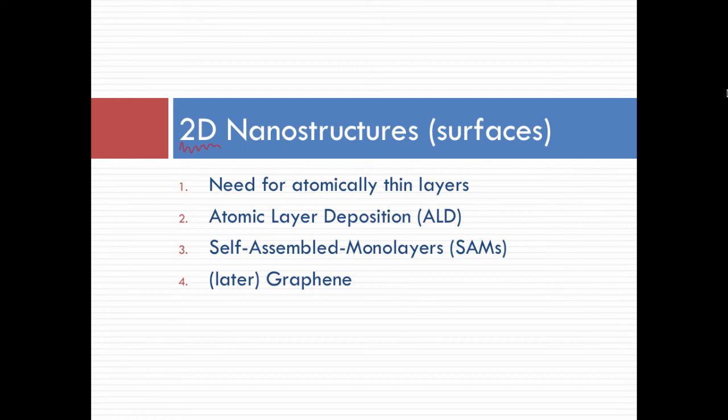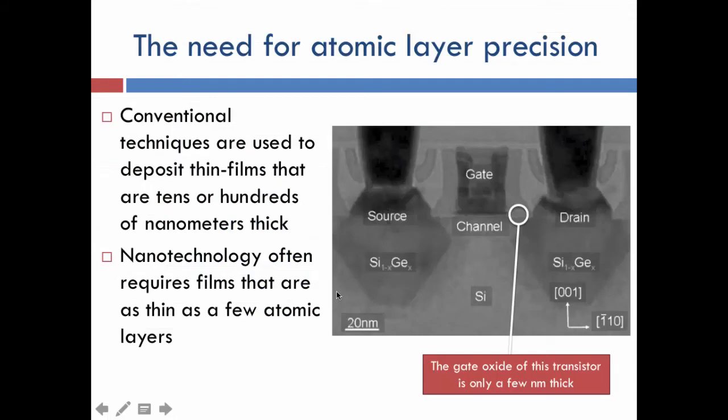And so I'd like to begin by talking about the need for atomically thin layers, then talk about a technique that can produce them, atomic layer deposition, and I'd like to spend most of our time on self-assembled monolayers, which are the subject of this video. And then in the next video I'll talk about graphene. All right, now I will use a PowerPoint set of slides, but please take notes and write down the key points in your own notes.